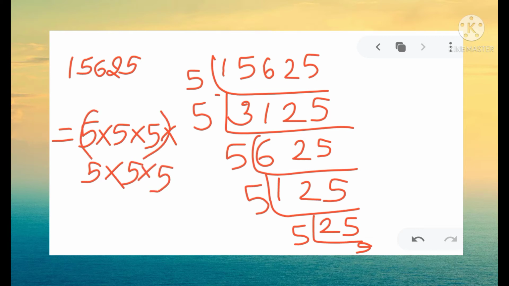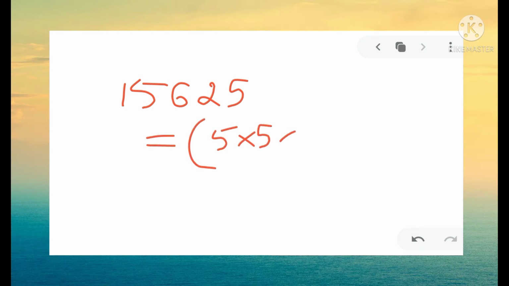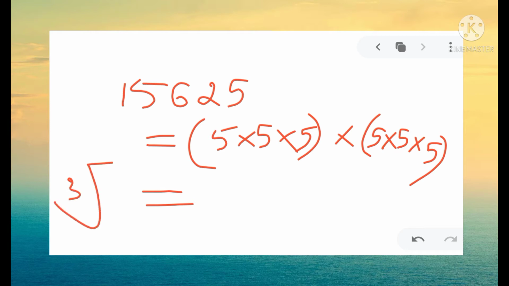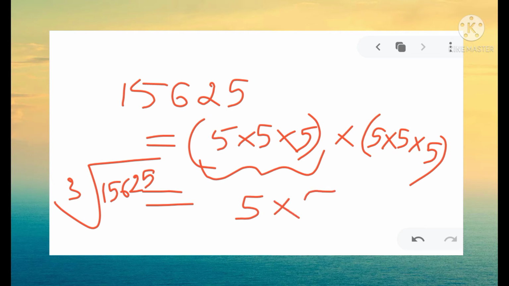So we want to make two groups. In each group 3 5's are there. Then we can take 1 5 from each group. That is, cube root of 15,625 can be written as 1 5 from this group and 1 5 from the second group. So the answer is 25.